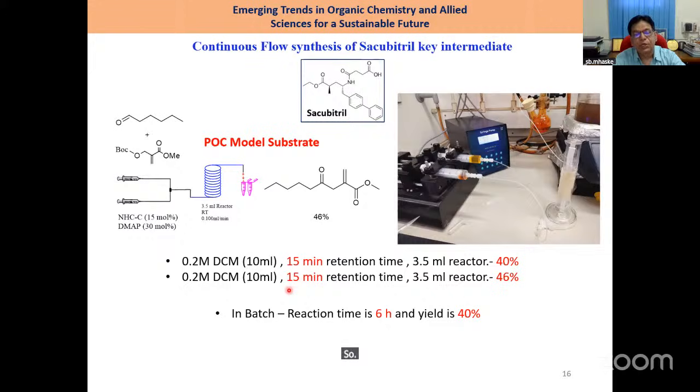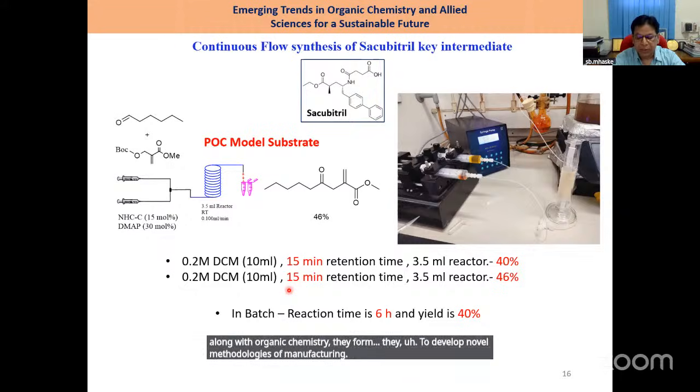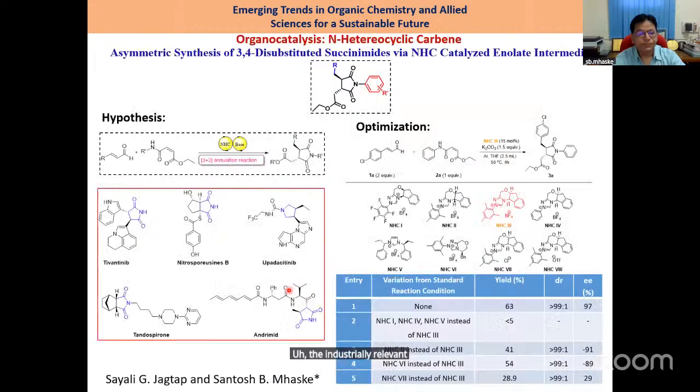So this is how engineering sciences and biological sciences, all these sciences, along with organic chemistry, develop novel methodologies for manufacturing industrially relevant molecules.